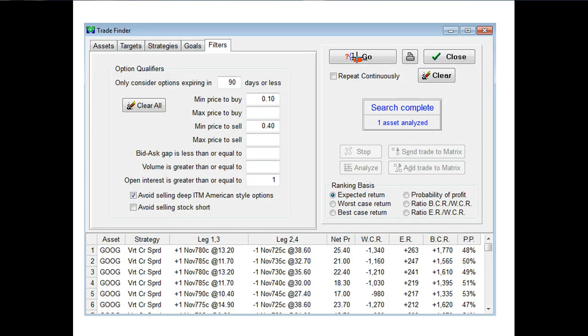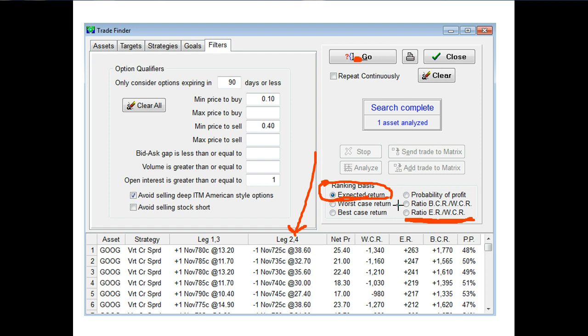We click the go button, and we end up down here with some results. See that? Now, I'm going to rank these results. I'm going to show you that we should rank them by expected return, and then I like this one here, expected divided by worst case return. Let's look at this one.